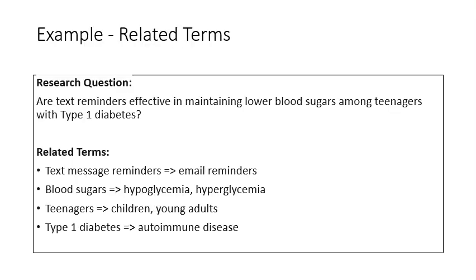And then you have related terms. So email reminders for text message reminders. They are related, not exactly the same, but they are related and might possibly be used in similar contexts. We have hypoglycemia or hyperglycemia, which are related to blood sugars. Teenagers, you could also search children or young adults. And type 1 diabetes, autoimmune disease. So again, you're not always going to get the same results, but it's helpful for finding the right kind of information you need.